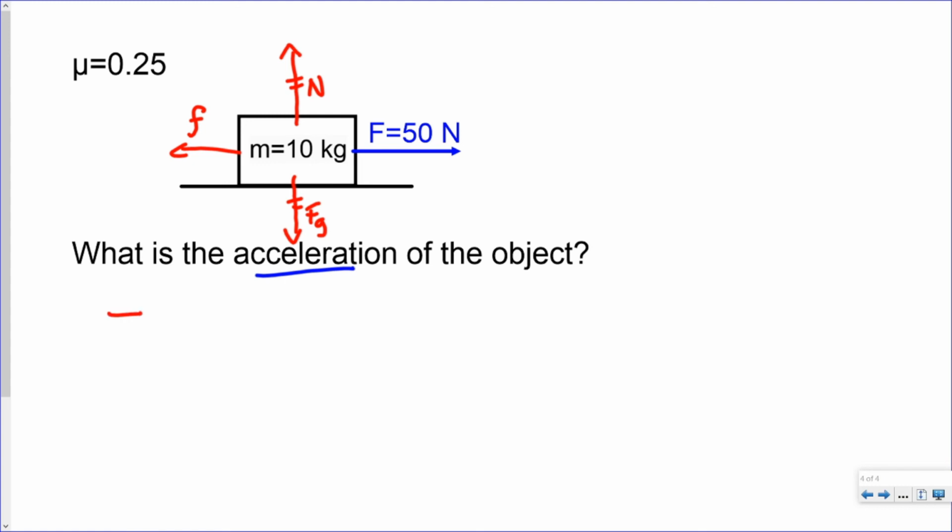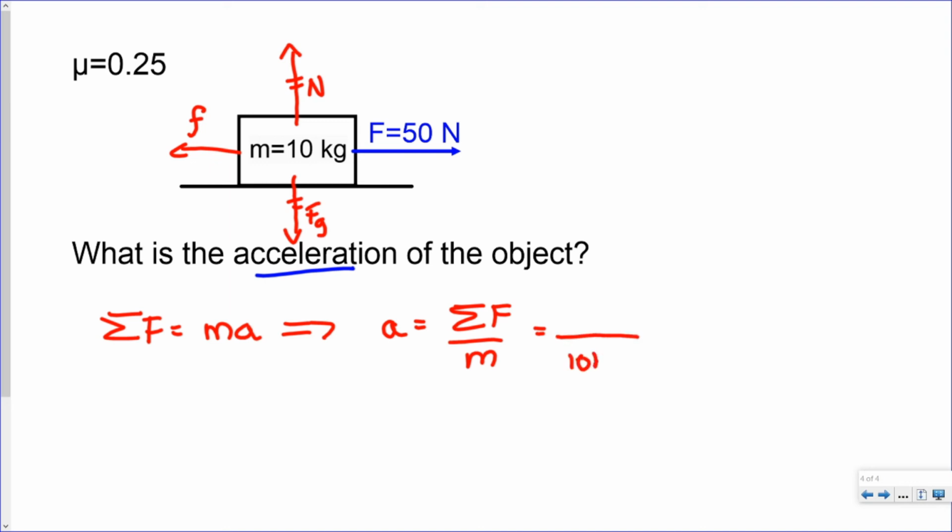So Newton's second law is that the sum of the forces is equal to the mass times acceleration. Our question is ultimately asking what's the acceleration, so let's rearrange this to be acceleration equals the sum of the forces divided by the mass. Now, do we know any of these? Yeah, we know the mass is 10 kilograms, so I can fill in the denominator of 10 kilograms.